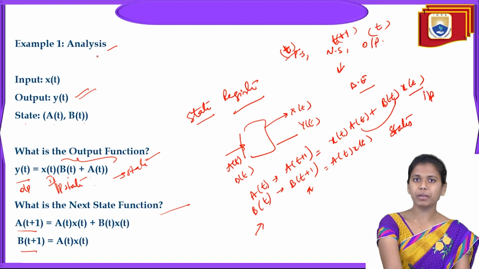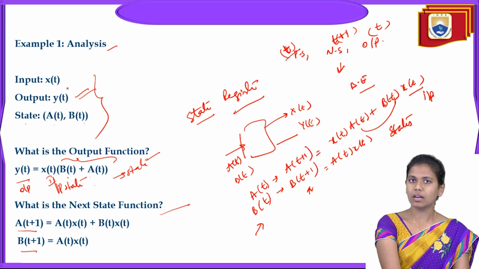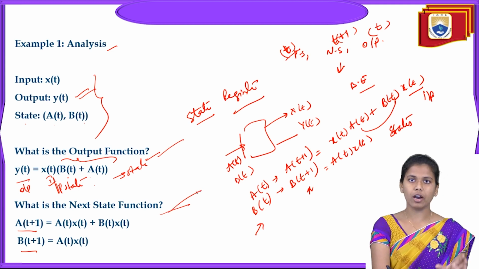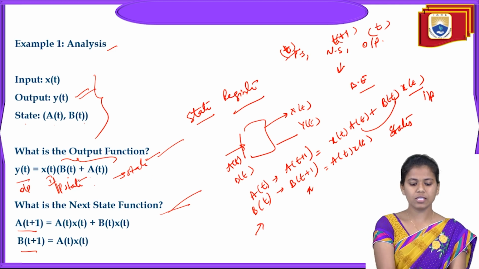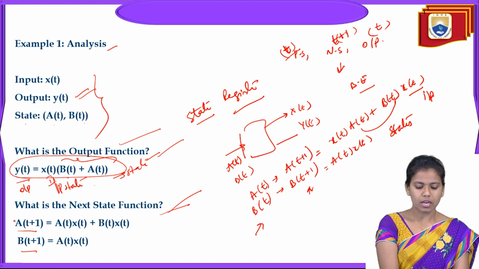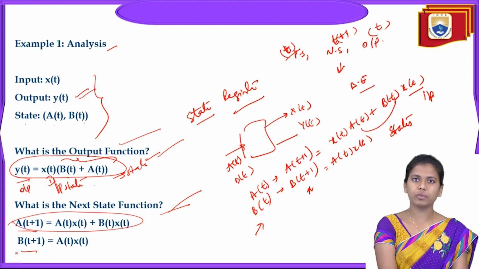So this is a simple analysis based on a given example. We have a simple example with input and output as simple variables x of t and y of t, and the states as a of t and b of t. And here this is just a general analysis of the output with respect to the next states. Okay, so these are the Boolean expressions with respect to the output function, and these are the Boolean expressions with respect to the next state functions.